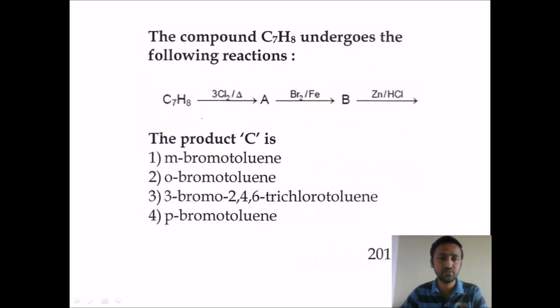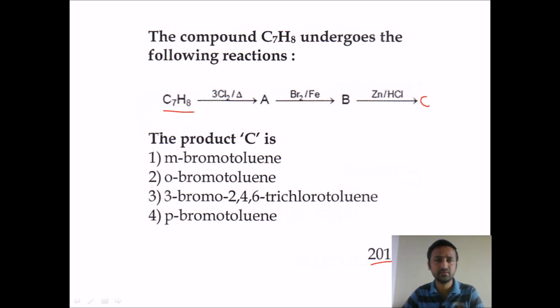Okay, let's go to the second question, which appeared in the 2018 NEET paper. The question is a sequence of reactions, and we need to find the last product, here it should be C. Let me read the question. The compound C7H8 undergoes the following reactions. The first reaction is with 3 moles of chlorine in the presence of heat.